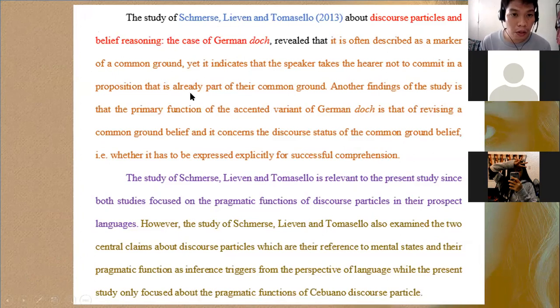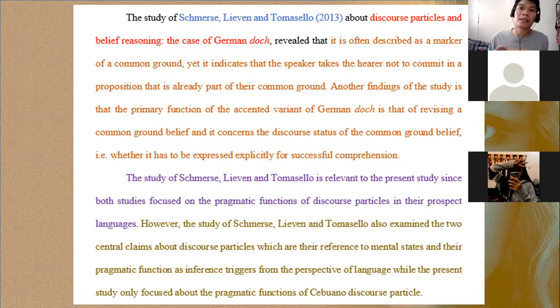Okay, the study of Schmerz, Lieven, and Tomasello about discourse particles and belief reasoning in the case of German doch revealed that it is often described as a marker of common ground, yet it indicates that the speaker takes the hearer not to commit to a proposition that is already part of their common ground. Another finding of the study is that the primary function of the extended variant of German is that of revising a common ground belief, and it concerns the discourse status of the common ground belief, for example, whether it has to be expressed explicitly for successful comprehension.